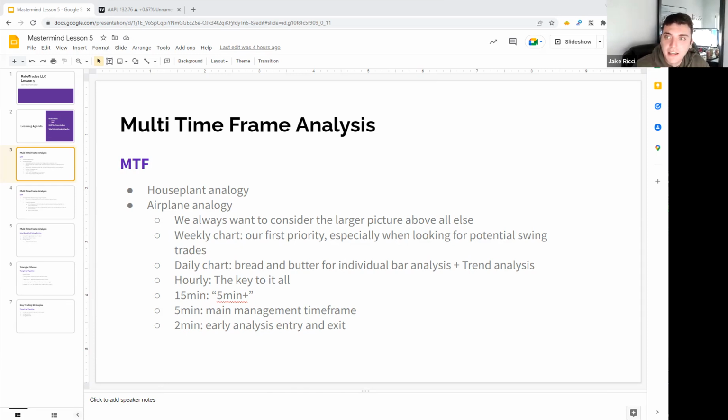So let's dive into what we use each of these specific time frames for, the most common ones that I use on a day-to-day basis. What are we going to be using them for? Right. So again, we want to consider the larger picture above all else.